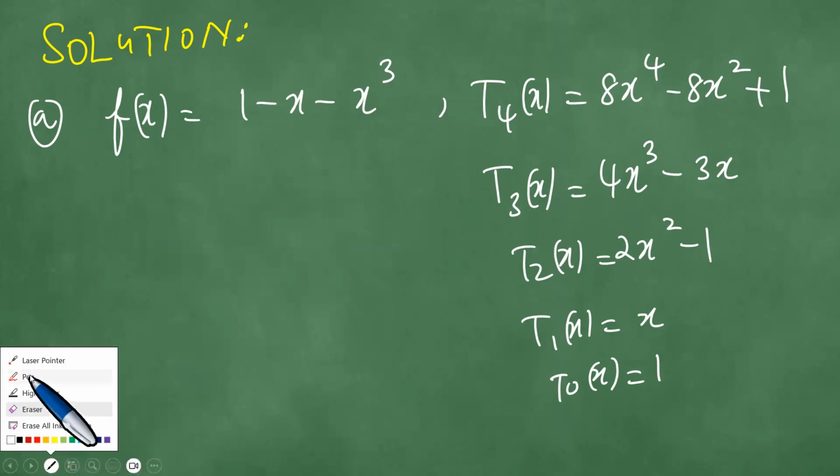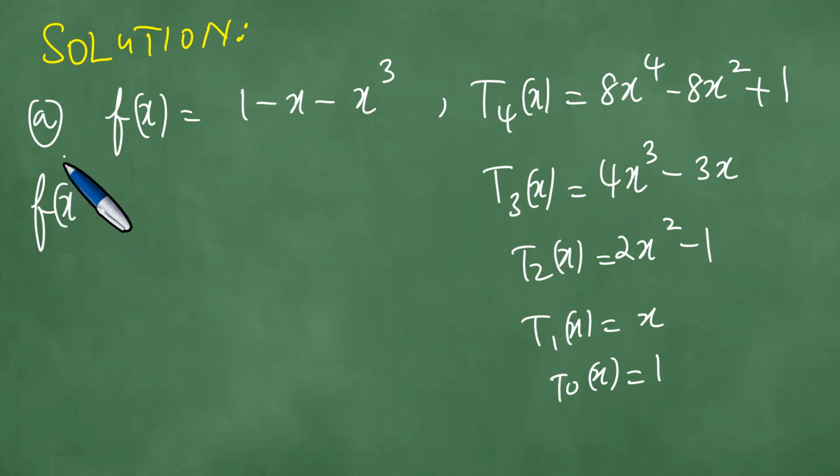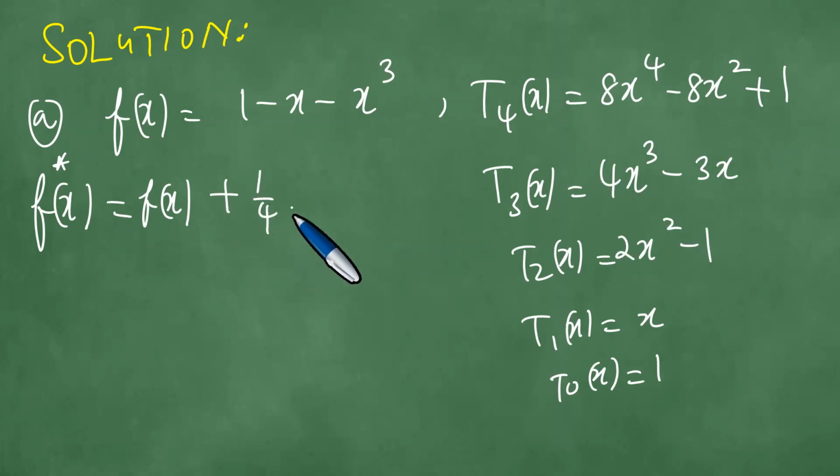Which means that we're going to have f star of x, which is f of x, which is this one, having the highest degree 3, and the highest degree 3 appears in T3. So we add, because this f of x has minus x cubed, we must therefore add x cubed. So we must add 1/4 of T3 of x, because it's only 1/4 that is going to eliminate the 4, making it a 1 here.